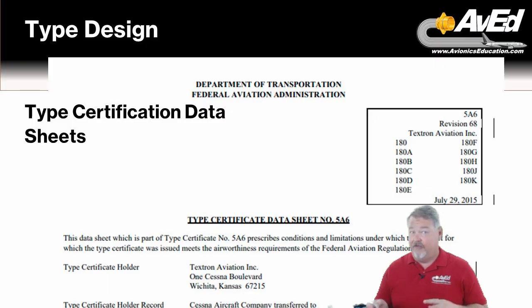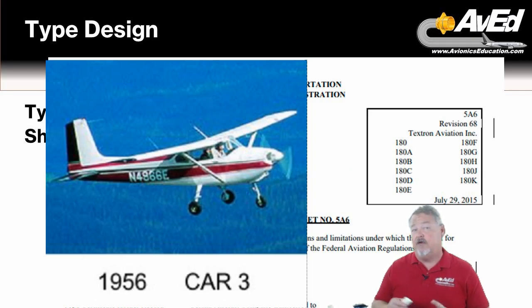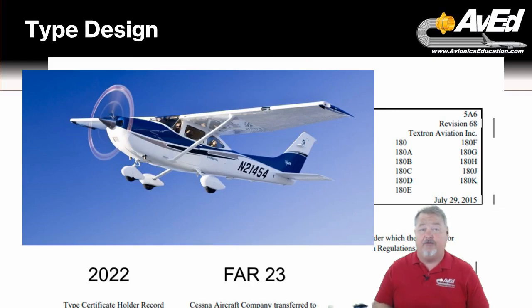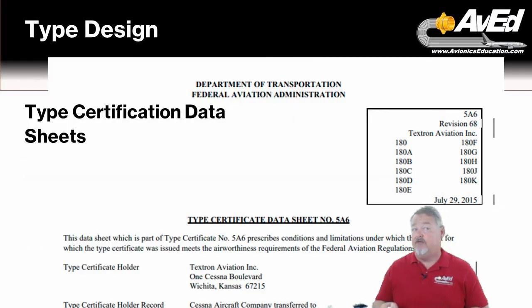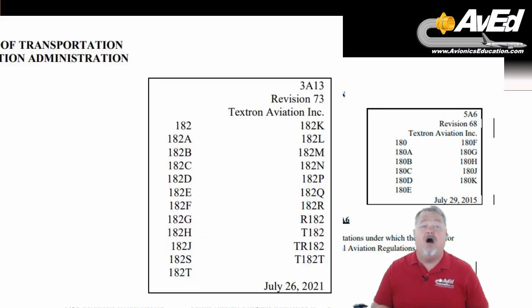In this example, the Cessna, which is now under Textron, a 182, was first developed in 1956 under the Civil Air Regulations. When the Federal Aviation Administration was created in 1958, this aircraft became a FAR 23 type certificated aircraft. However, there are still variants out there flying around that are CAR 3. So the title block is showing all of the variants from 1956 till today.